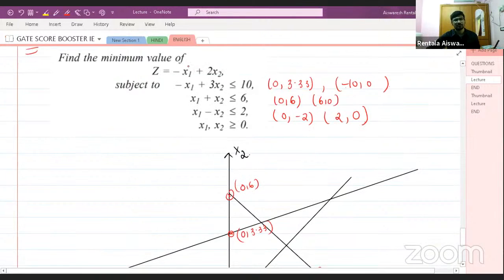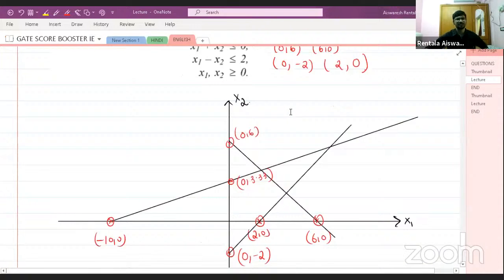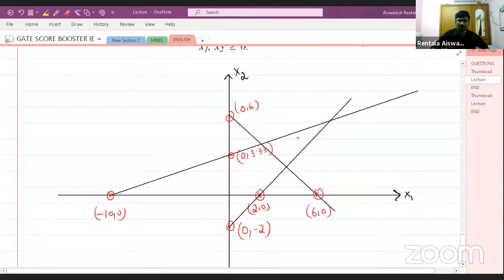So see the first one, if I substitute the origin in the first constraint, it will be 0 less than or equal to 10, which is true. That means the region should be towards the origin, or in the downward direction of the straight line. So that's why the origin will also be covered in the region.